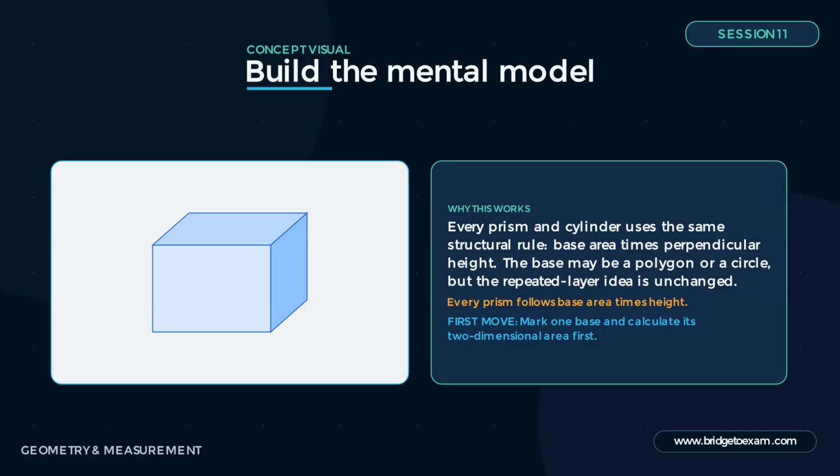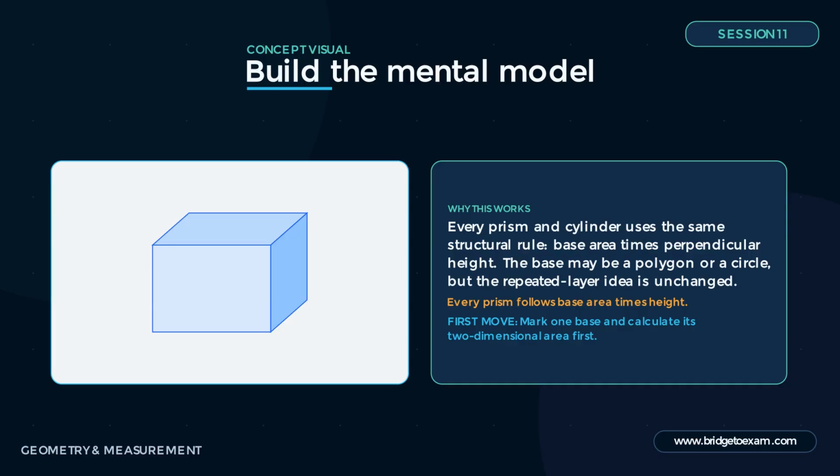Now add a precision check. For a solid, mark the base and the perpendicular height, then separate flat faces from curved surfaces. Keep pi or other exact values through intermediate steps. If the object is open, attached, or partly hidden, count only the faces the context says are exposed or filled.